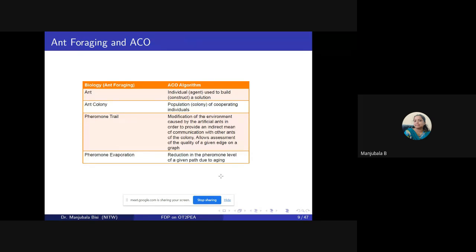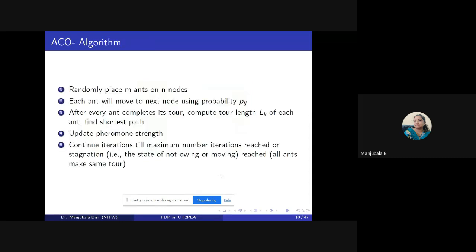Now, how to solve any problem, that may be a feature selection problem or any optimization problem, by using this ACO algorithm. This ACO algorithm is also very simple, only two mathematical equations you have to use to solve the problem. So you have to assume how many ants are required, how many nodes. That problem you have to represent as a graphical structure, where each node represents one ant.